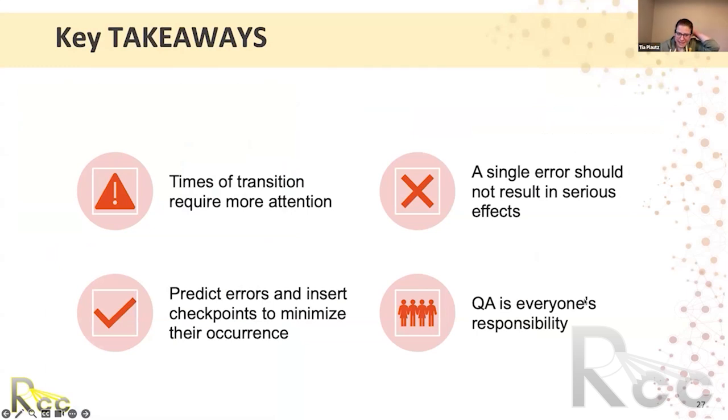Okay, so we're coming to the end here. Key takeaways from this presentation are that times of transition require more attention than other times. Well, we always require attention, but times of transition, we require extra special attention. We want to build our QA processes so that a single error does not result in serious effects. We do this by predicting errors and inserting checkpoints at different points in our process in order to minimize the occurrence of errors. And of course, QA is everybody's responsibility.